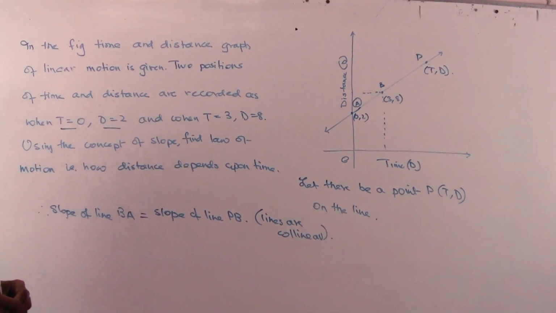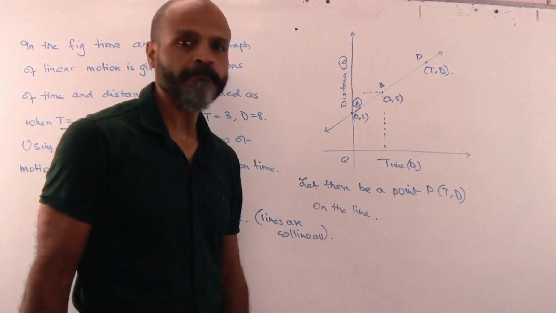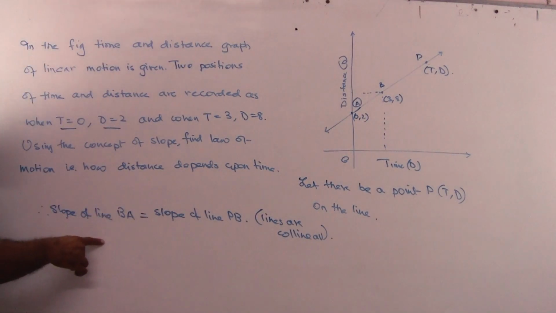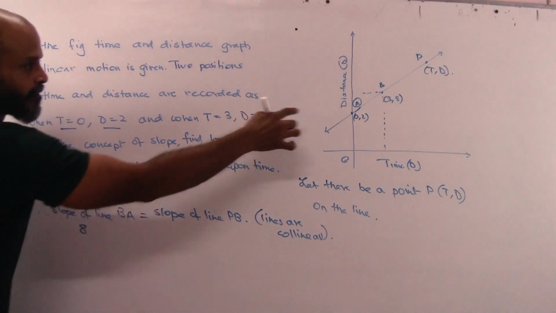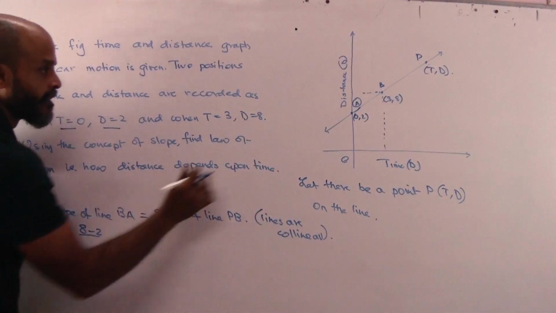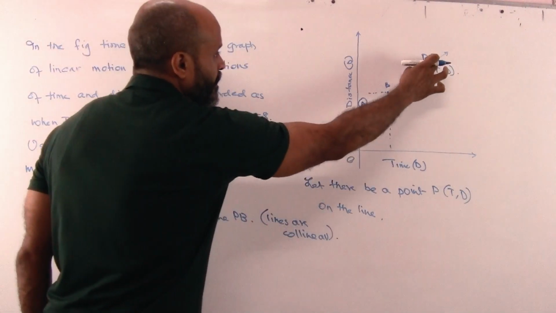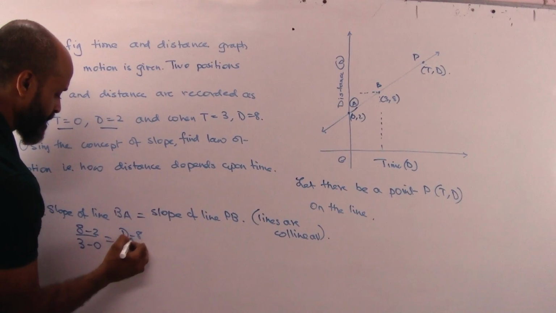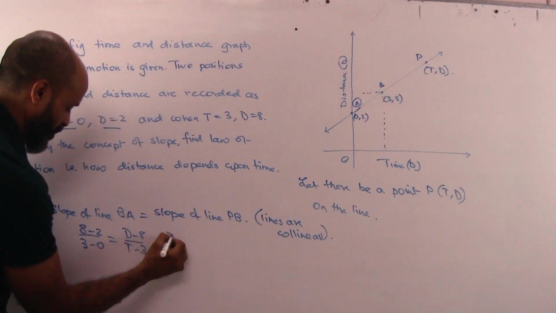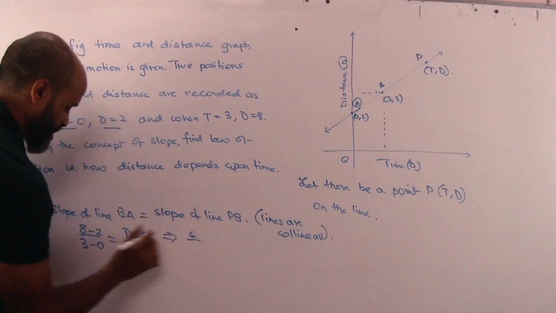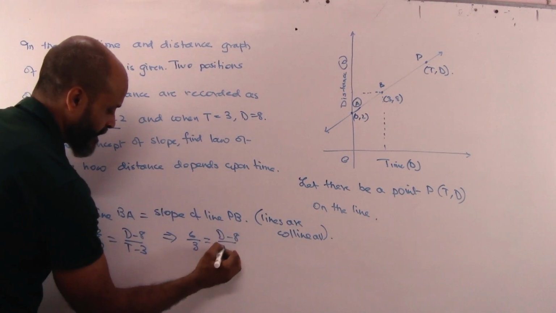So since the lines are collinear, we can say the slope of line BA will be equal to the slope of line PB. Okay, so slope of line BA, what will this be? BA will be y2 minus y1 over x2 minus x1, that is 8 minus 2 by 3 minus 0. Slope of line PB will be D minus 8 by T minus 3. So what do we have here? 8 minus 2, that is 6, 3 minus 0, that is 3, and D minus 8 over T minus 3.